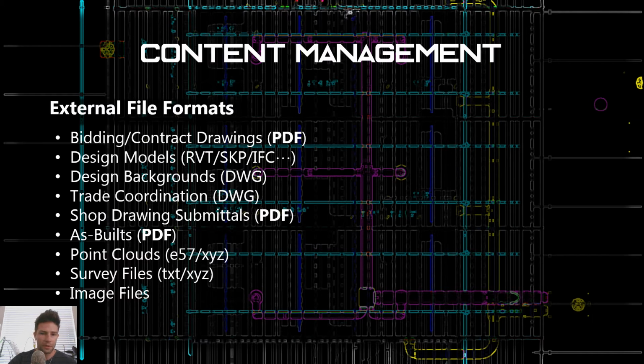Design models: being able to take even Revit files, SketchUp files, different IFC files, exports from a wide variety of design authoring sources. ArchiCAD can handle all of these different formats and allows you to bring them together, so that you can start overlaying them against all these other formats as well, whether it's PDF or DWG for different design backgrounds, or trade coordination drawings, shop drawing submittals.